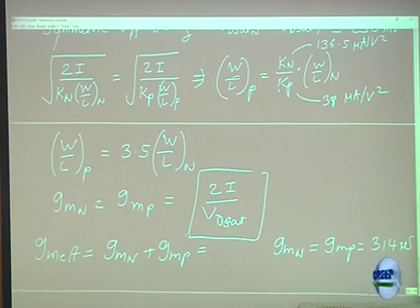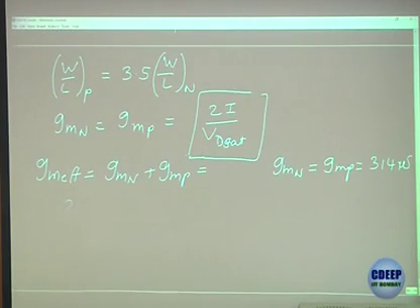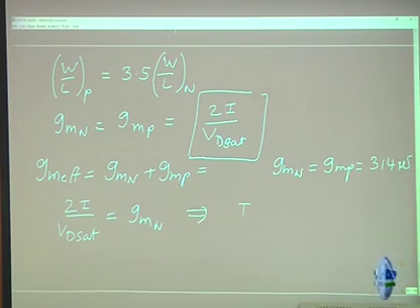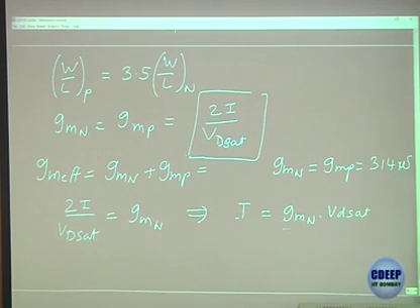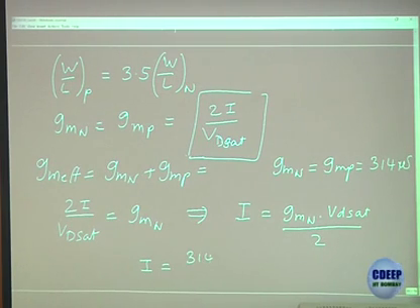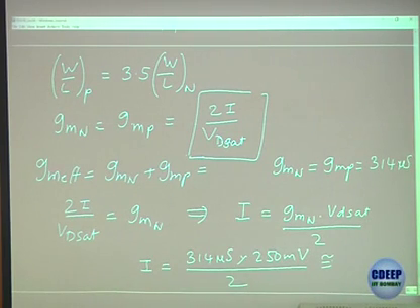So now we can tell what the current value is. I by (V_Dsat/2) is equal to GM, right? So that is equal to GM of, let us say, NMOS. So this will give you I is equal to GM of NMOS times V_Dsat divided by 2. Is this part clear? So the current value, you can substitute 314 microsiemens times 250 millivolts divided by 2, will come out to be something like 39.25 microamps. So that is the current at which we are going to bias it.